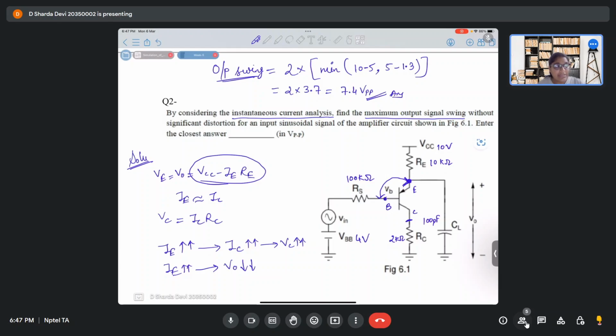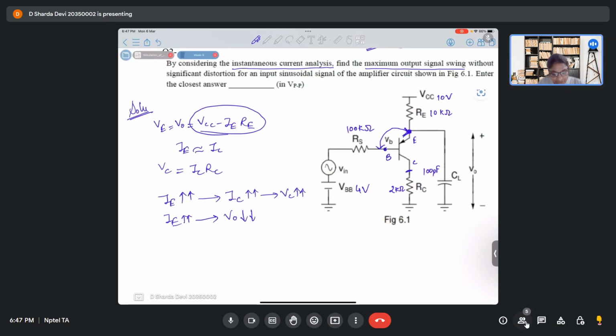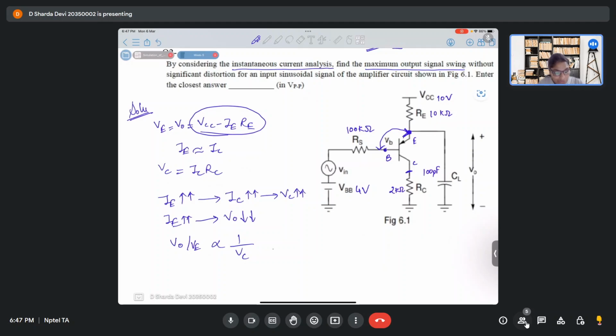Is this clear? Yes, ma'am. So there is an inverse relation between your V0 or VE and VC. When V0 increases, your VC reduces, and vice versa. When VC reduces, your V0 will increase. Is this clear?